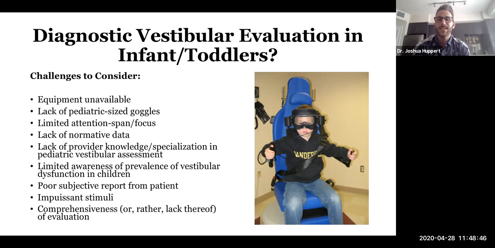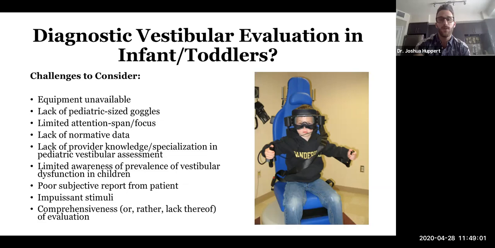Oftentimes, most of the companies don't make a pediatric size goggle. So the challenge here is if the goggle isn't properly fit, that could impact the results of our testing and skew that data. We may not be able to reliably interpret that because we'll get a lot of slippage from the goggles, in this case, if the chair moves.